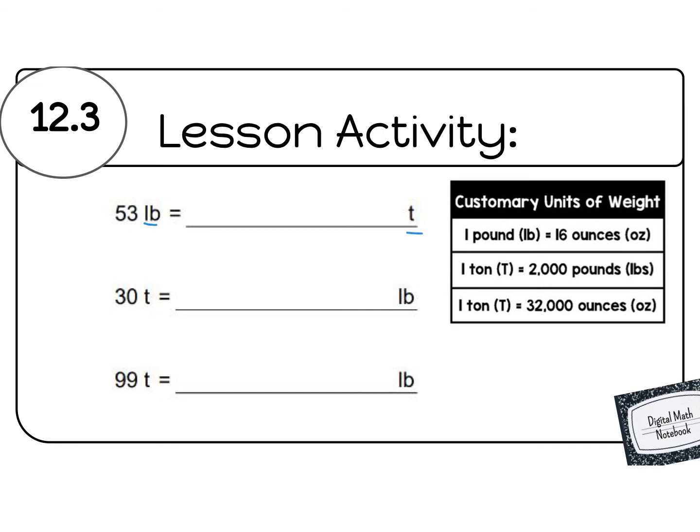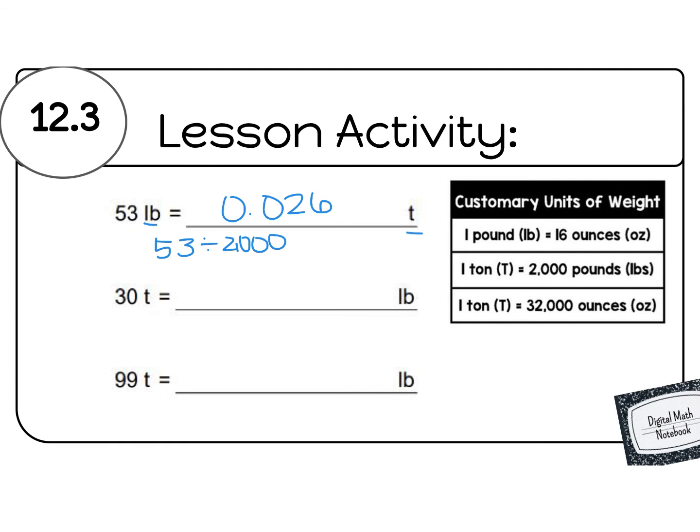All right, well, this is kind of a tricky question, because if we're going to divide 53 divided by 2,000, that's not even going to equal one whole number. It's actually going to equal 0.026. So it's almost like 2/100ths or 3/100ths of a pound. That one was kind of tricky. All right, let's try the next problem.